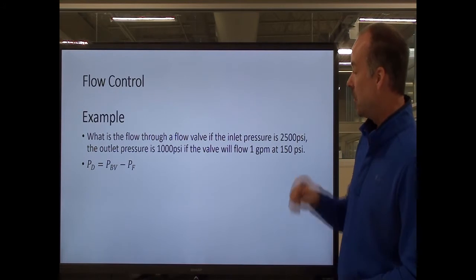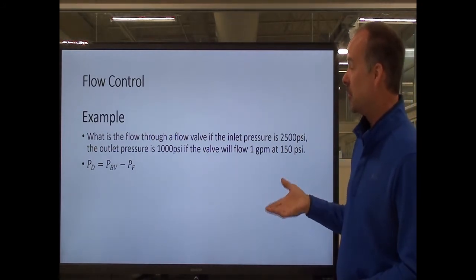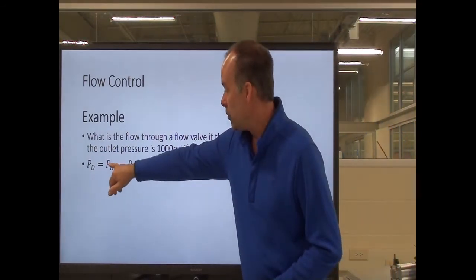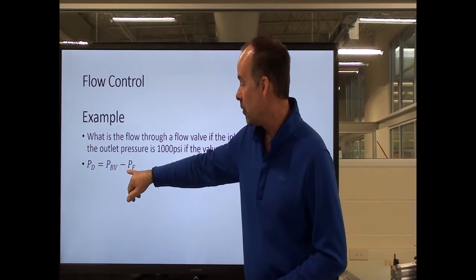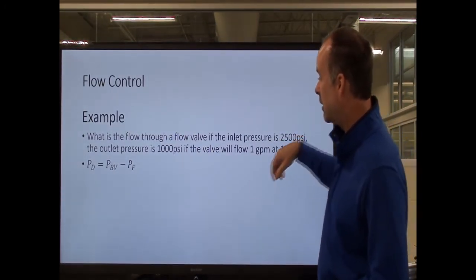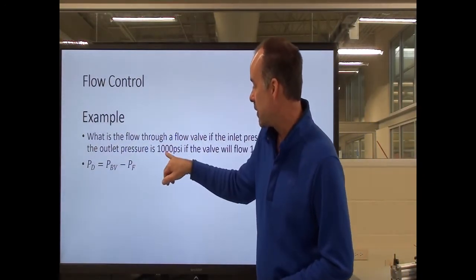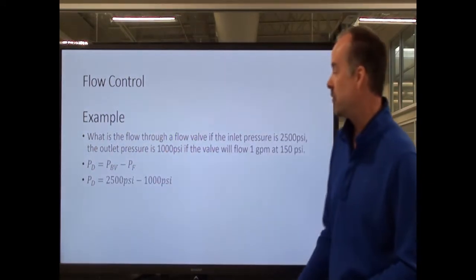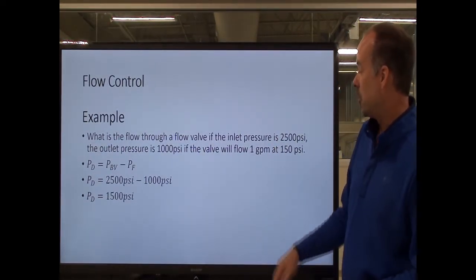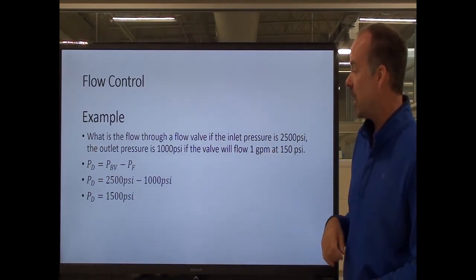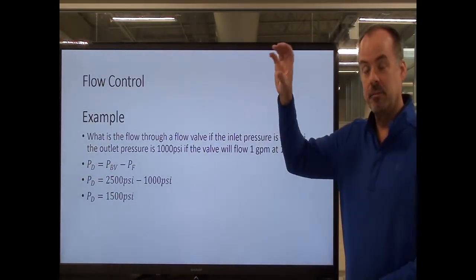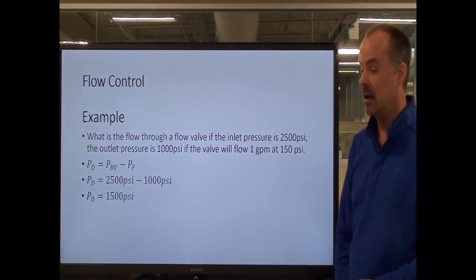So here's our formula. First thing we need to find out is our pressure differential. To find our pressure differential, we take our pressure before the valve minus our pressure after the valve. Our pressure before the valve is 2,500 psi. Our pressure after the valve is 1,000 psi, so that's going to give me my pressure differential. If I just do the simple subtraction, that tells me my pressure differential across this flow valve is 1,500 psi. So there's 1,500 more psi on the inlet than there is on the outlet.